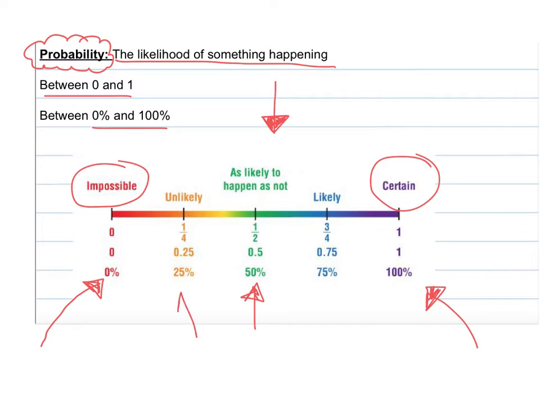And then obviously less than 50% would be more unlikely. 75% would be more likely. And then if you notice, if we just look right here in the likely, we can write it as a fraction, which is 3/4, decimal 0.75, or 75%, all being the same value, just different forms.